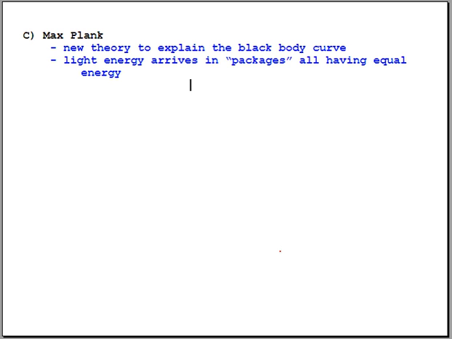He said that light arrives not as a nice, smooth, continuous wave, but it seems to arrive in little packages. And each one of the packages always has the same amount of energy for a given color. So red packages have one amount of energy. Orange packages, they all have a slightly different energy. It's a little bit more. Green packages, they all have a little bit more energy. Working your way all the way up to the blue packages, which have the most energy.